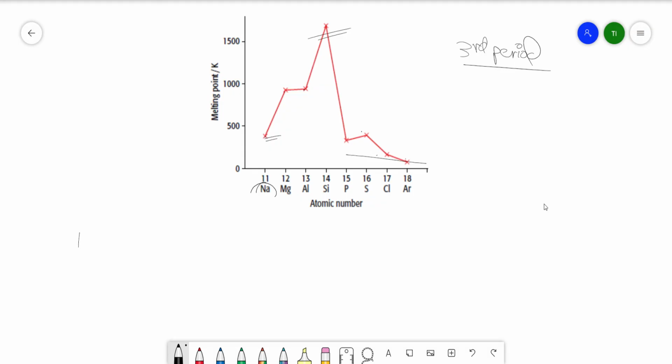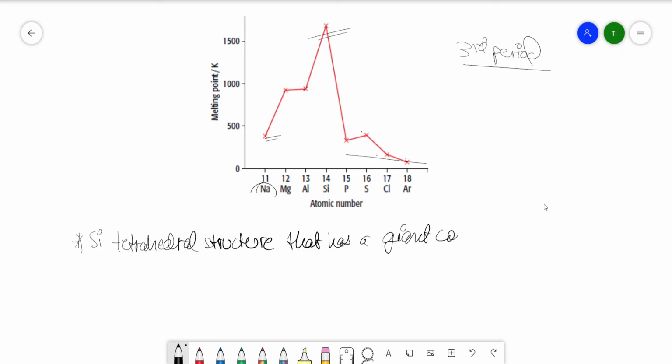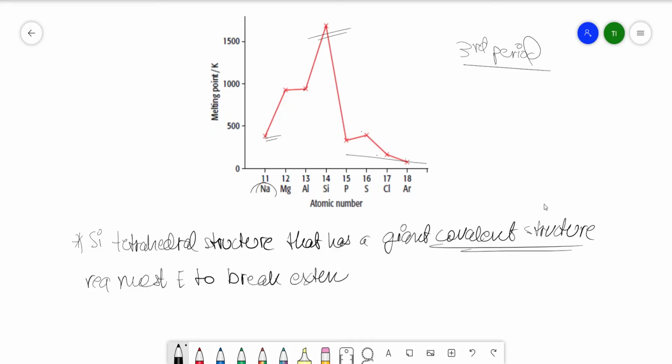And the reason why silicon has such a high melting point is because silicon is a tetrahedral structure that has a giant covalent structure. This is very important. And because this has such a giant covalent structure, it requires the most energy to break the extensive covalent bonding between the Si atoms.